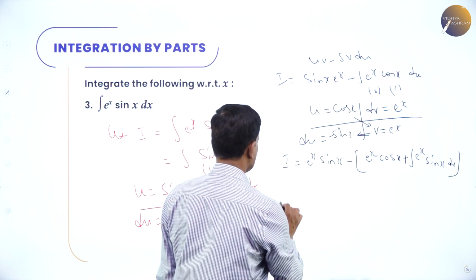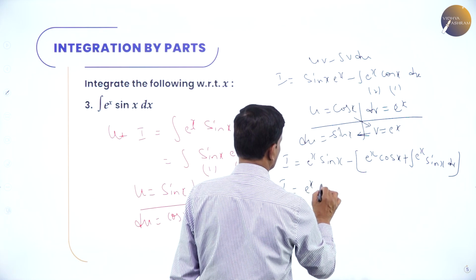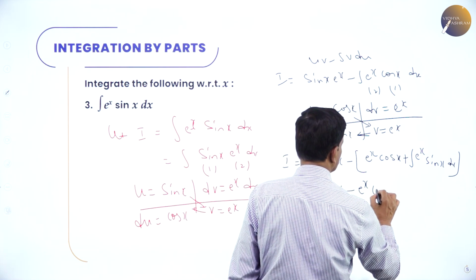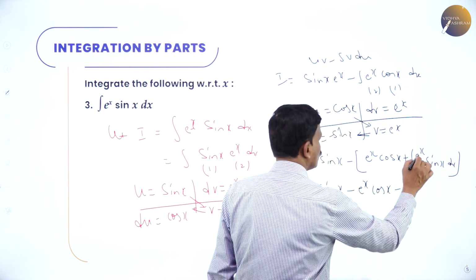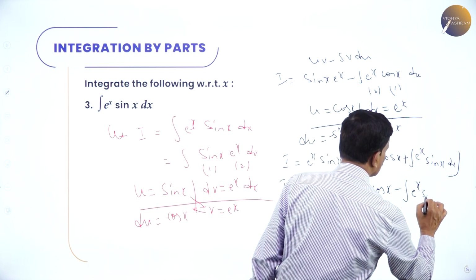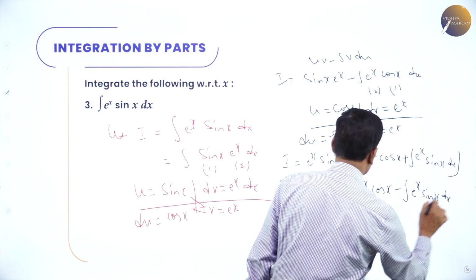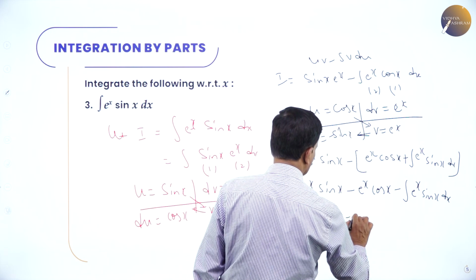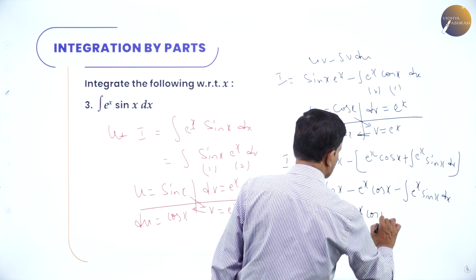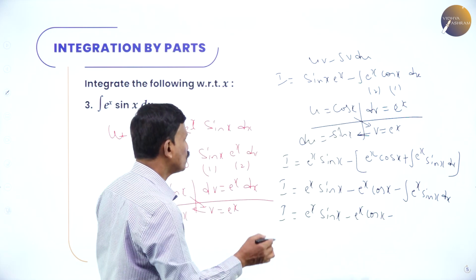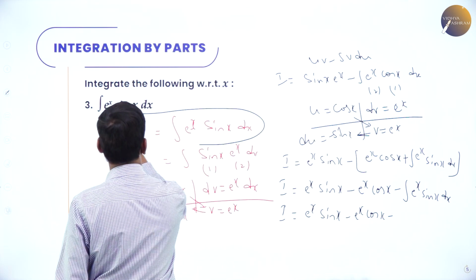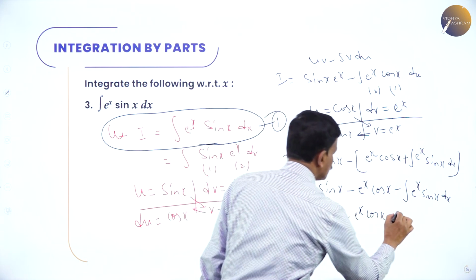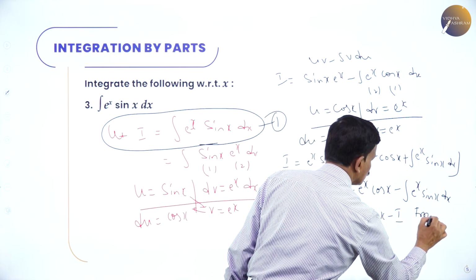So this is equal to e to the power of x sin x, multiplied by negative sign, e power x cos x minus, what will you get? e to the power of x sin x dx. So I is equal to e to the power of x sin x minus e to the power of x cos x minus, what is e power x sin x dx? e power x sin x dx is equal to I from equation number 1.